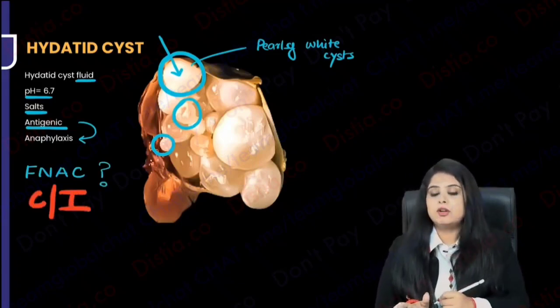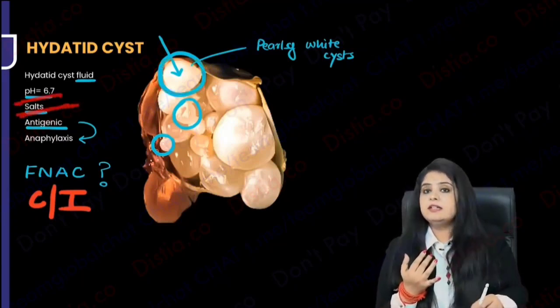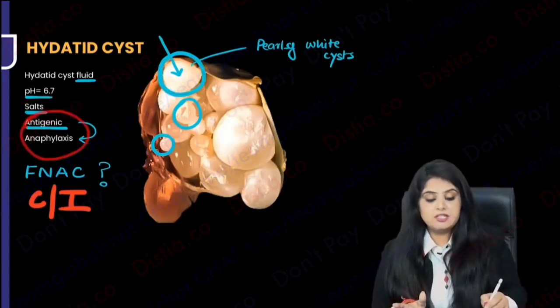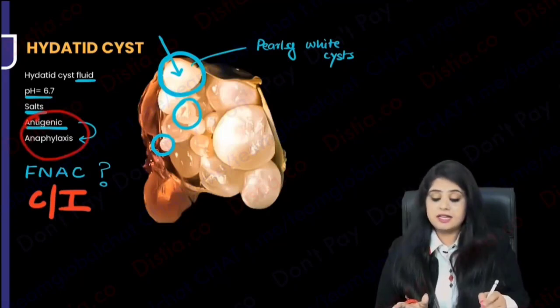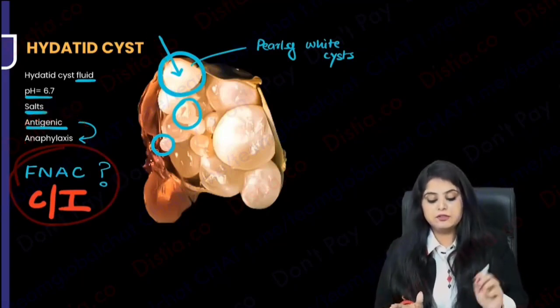No, FNAC is contraindicated. Remember, the fluid which is little acidic, which is going to have little salts, but most important, it is antigenic. It is definitely going to cause anaphylaxis. Do not puncture this cyst. FNAC is contraindicated. So this you've understood.